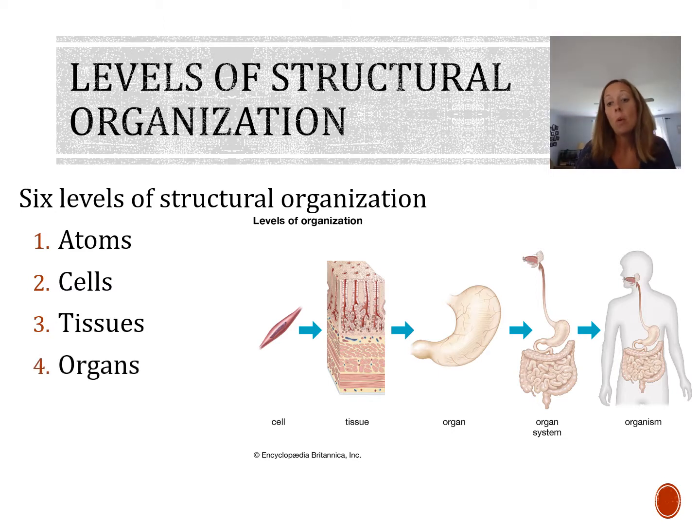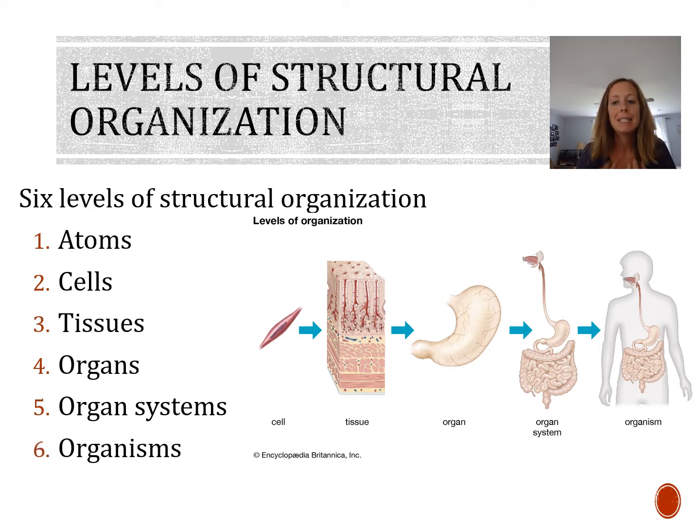Tissues combine to make organs. So organs are going to be multiple types of tissue that combine together to perform the same function. Organs will combine to make an organ system. So all of the different organs will work together for one cause, one reason, and that's an organ system. And then all of our organ systems working together make an organism. I have a couple slides next that go in order that show us how this happens.